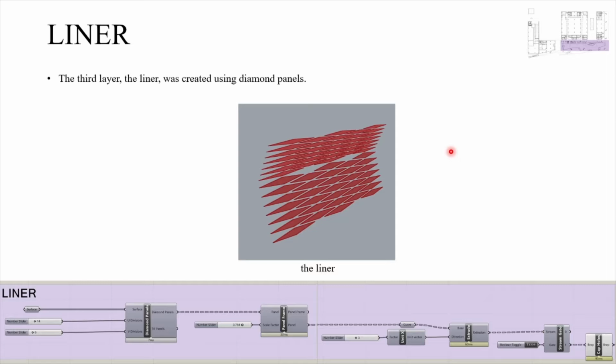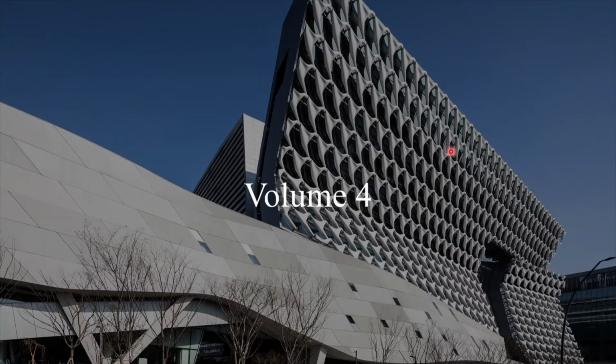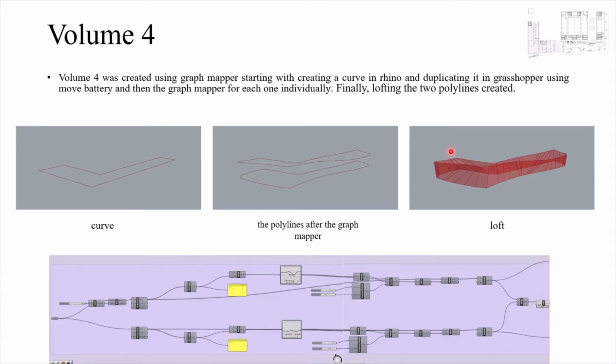The third layer, the liner, was created using diamond panels. Moving on to volume 4.